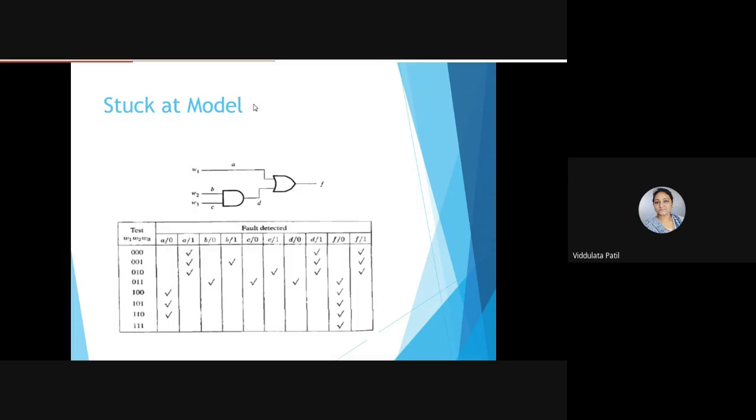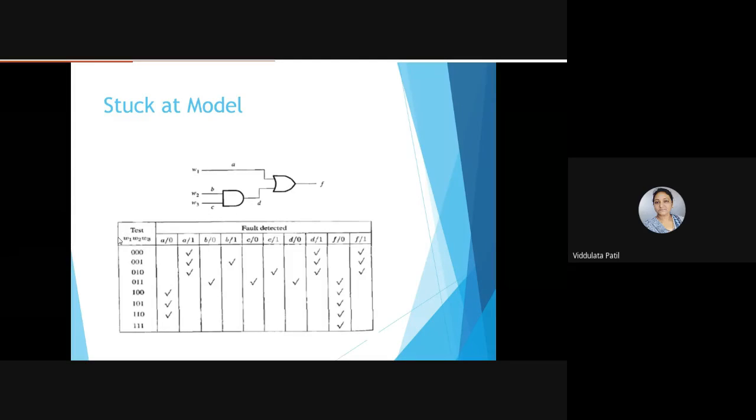That means it may happen that here A could be connected to either 0 logic level or 1 logic level. Then for B also it could be connected to 0 logic level or 1. Similarly for C, D and F, it may be permanently connected to 0 logic level or high logic level in a faulty condition. So now we want to check for these conditions, whether it is faulty or not.